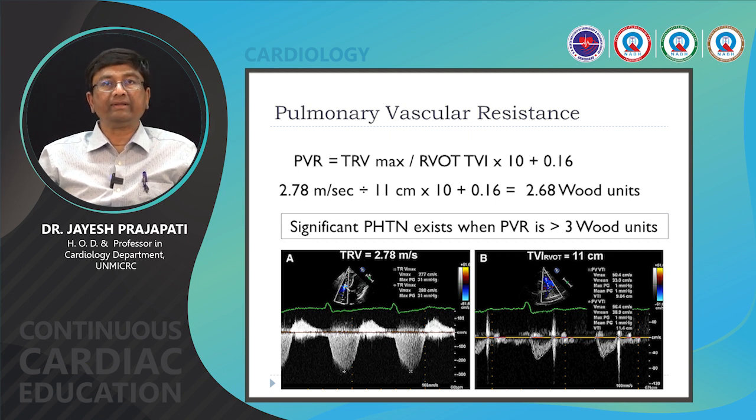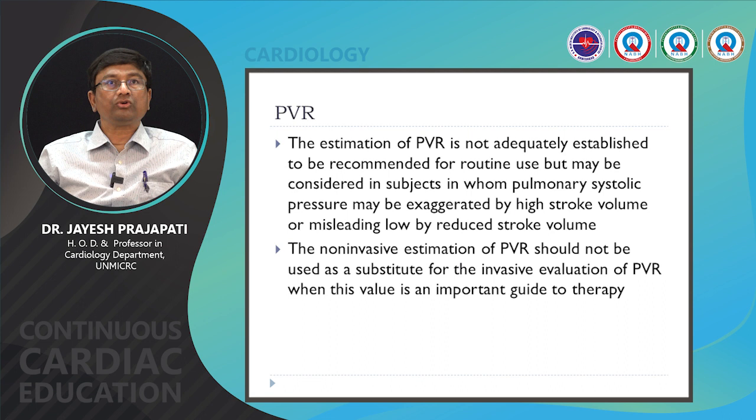Significant PAH is more than 3 Wood units. So this also gives a rough idea, but of course the gold standard for assessment of the PVR is cath angiography and cath oximetry.